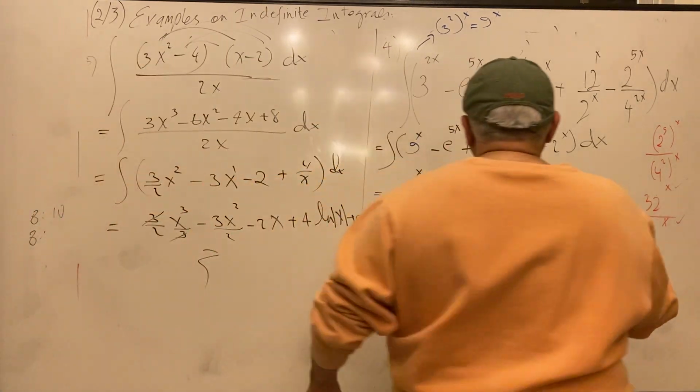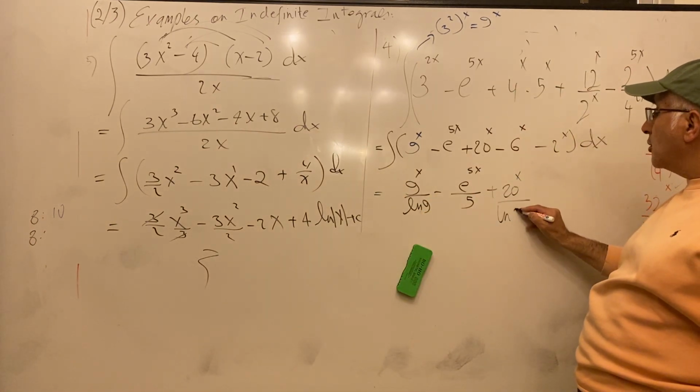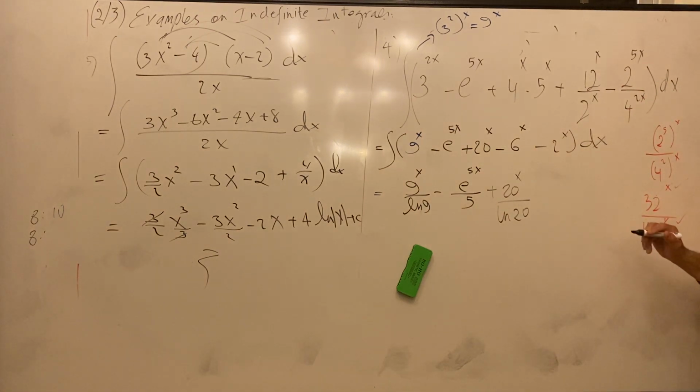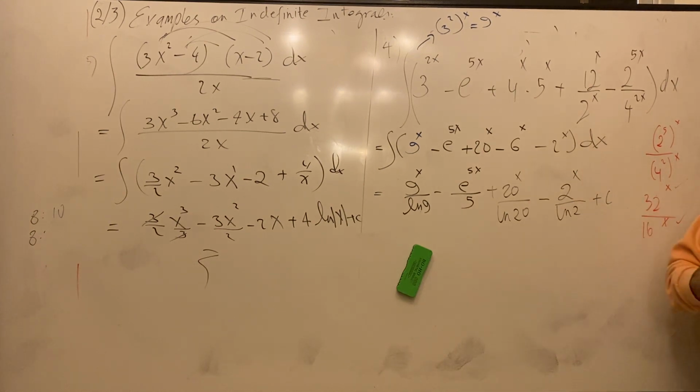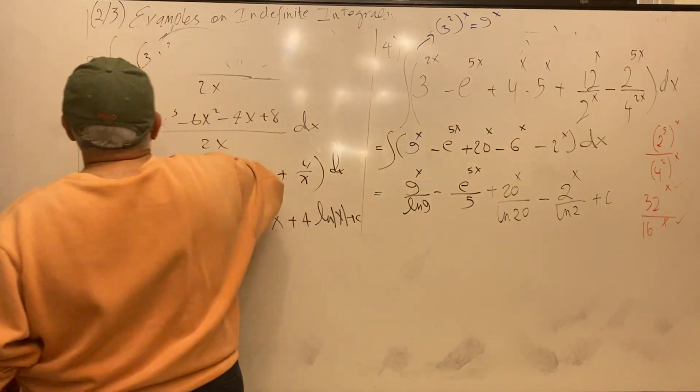20 to the power of x over what? ln 20. I've shown you this last time in video 1.3. And the last one, 2 to the power of x over ln 2. There is no need to find the value of ln. Make it simple, make it constant, make it exact. All right?